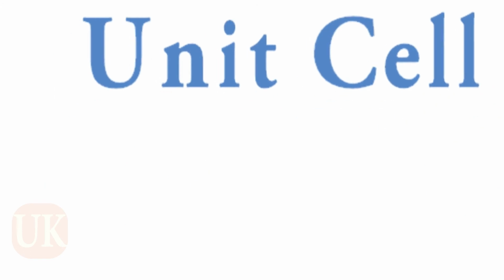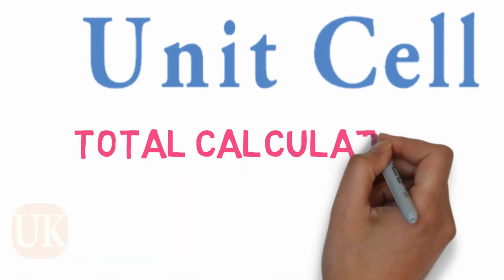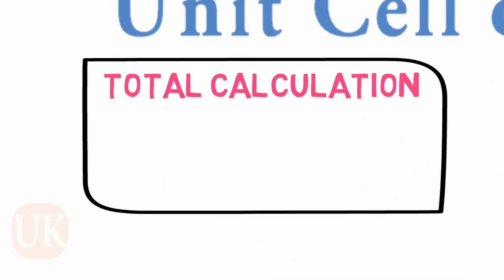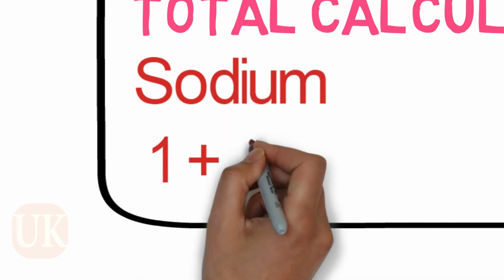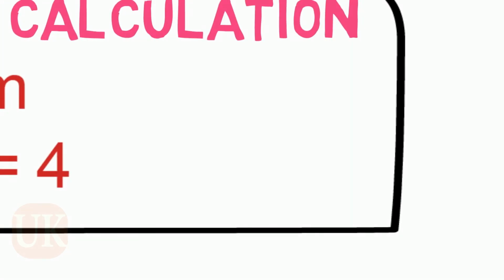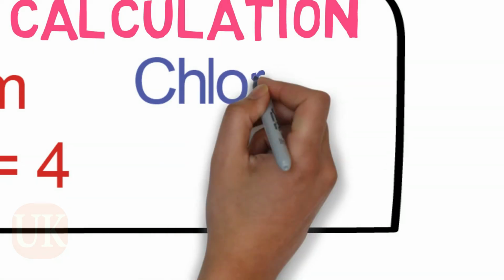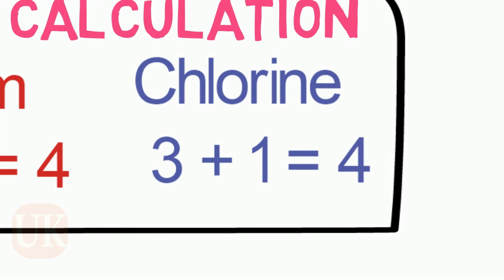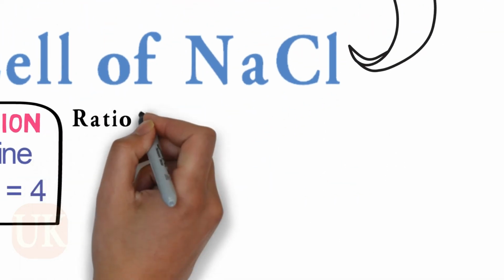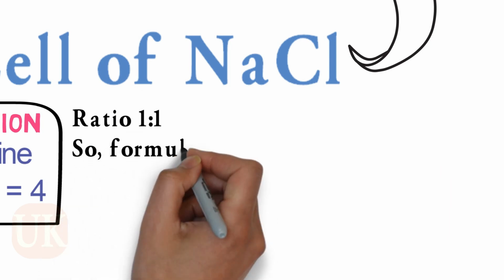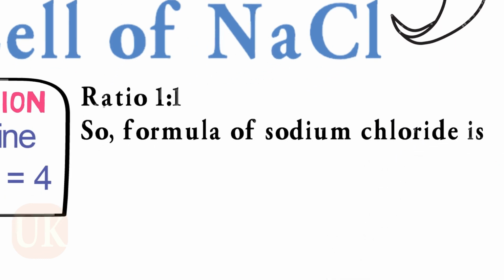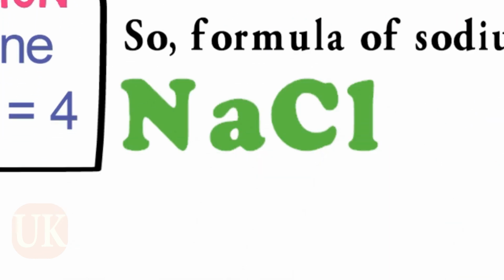Now we look at the total calculations of all atoms of sodium and chlorine. Firstly, for sodium atoms, as we have calculated, it is 1 plus 3, which is equal to 4. In the same way, for chlorine we just calculated 3 plus 1, so it is also 4. The ratio between the sodium and chlorine atoms is 1:1. So we can simply write the formula of sodium chloride as 1 Na and 1 Cl. So it is called NaCl.